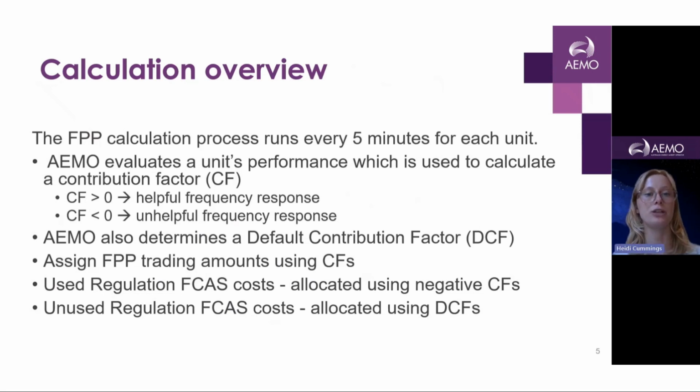To assign the FPP trading amount, which is basically a monetary value for the unit's performance, AEMO multiplies the contribution factor by a scaling factor. This scaling factor is the system's valuation of frequency response within the trading interval. Finally, the costs for regulation services used in a trading interval are allocated based on negative contribution factors, and the costs for regulation services not used in a trading interval are allocated to consumers based on default contribution factors.